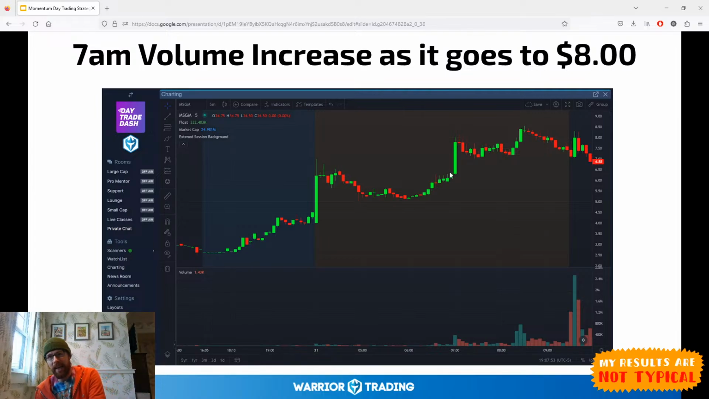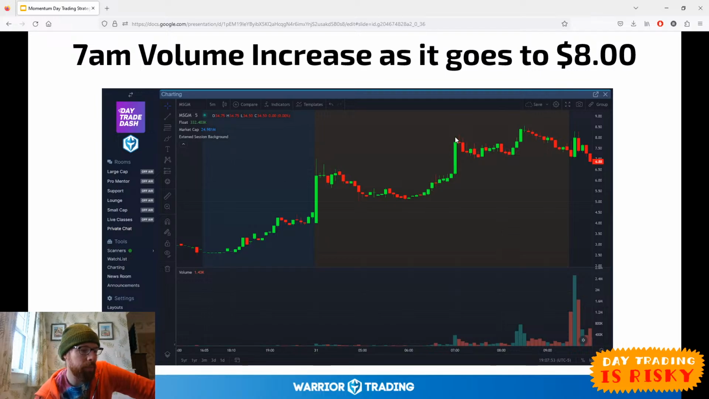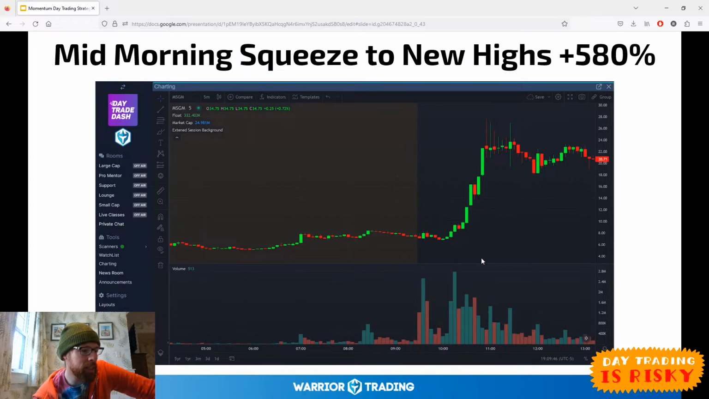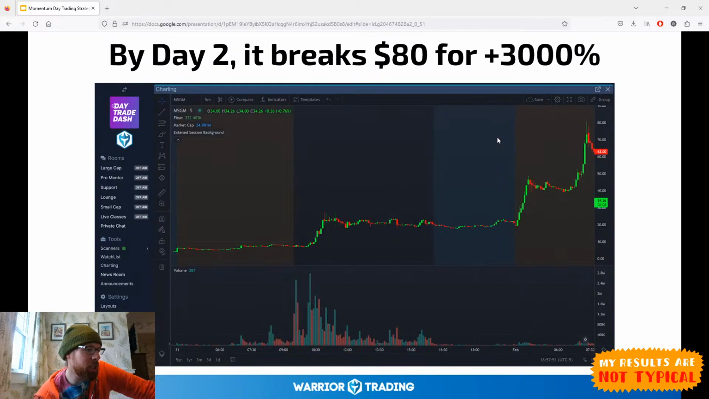And I'll talk about the exact entries and exits on this in a second, but we're just going to analyze the chart here for a second. So it goes up to $8 right at 7 a.m. Predictable. Predictable once you know these and learn these patterns. Then it pulls back, it breaks out, goes up to $8.50, it pulls back again. Mid-morning, it squeezes through $8.50 and goes all the way up to over $28 a share, hitting a high of 580% gain intraday. All right. By day 2, it breaks $80 for a return of 3,000%. Wow.